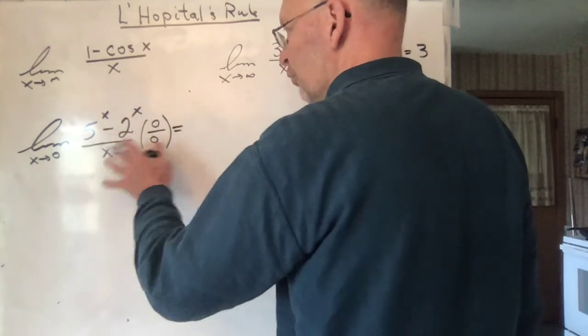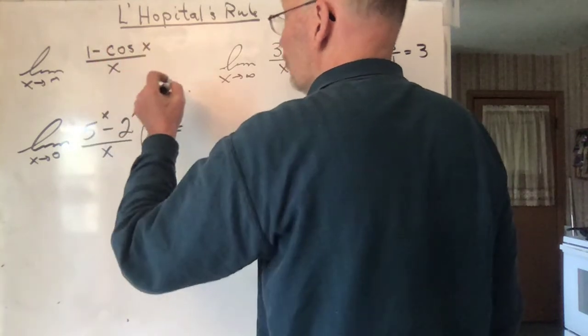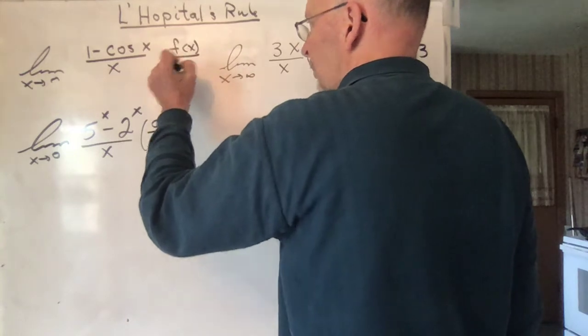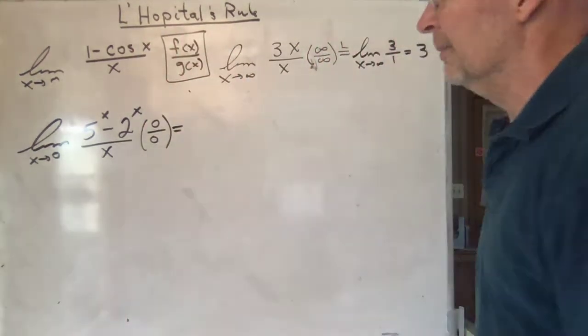Notice this is not the quotient rule. We're not thinking of this as one big function. We're thinking of it as the ratio of two functions. We're thinking of it as one function divided by another one, and we're dealing with each one independently.